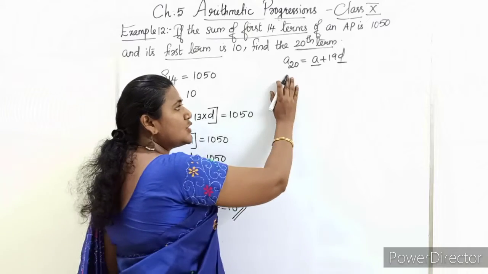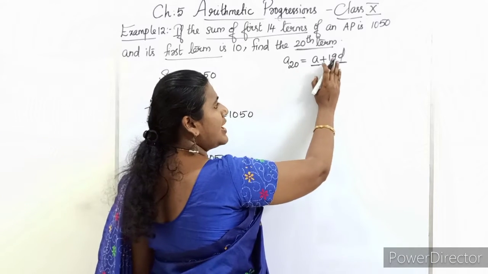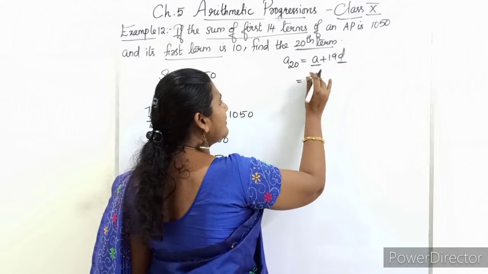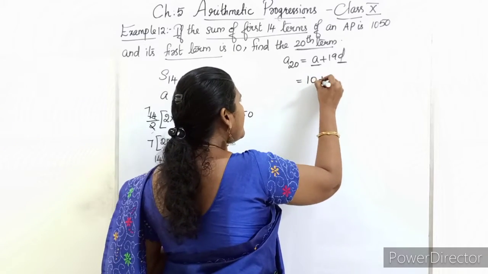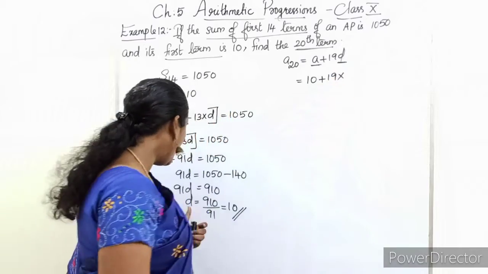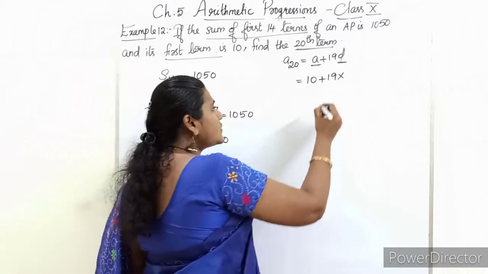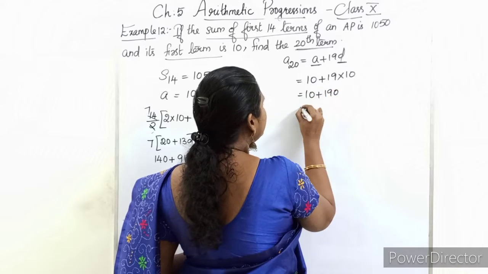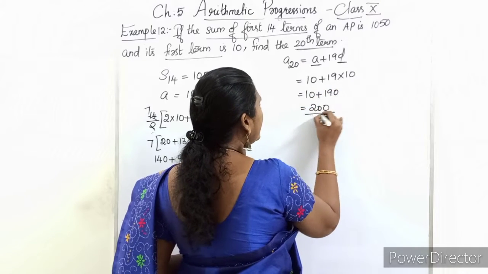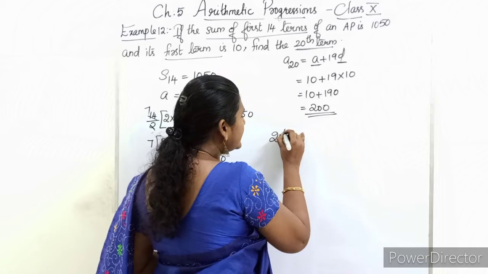Now we can find a20. So the formula is a plus 19d. What is the value of a? a is equal to 10. So 10 plus 19 into the value of d, which is also 10 only. So 19 into 10. So 10 plus 190 is equal to 200. So we can write the 20th term.